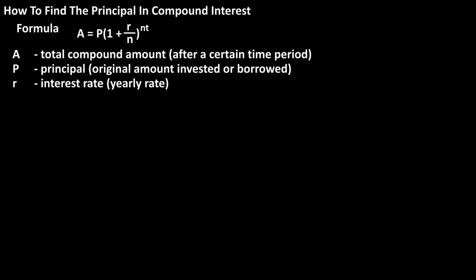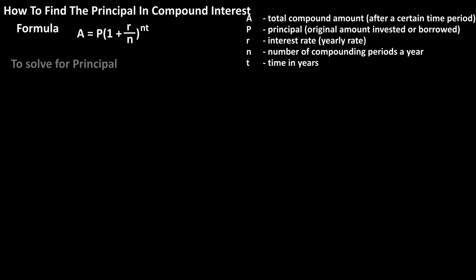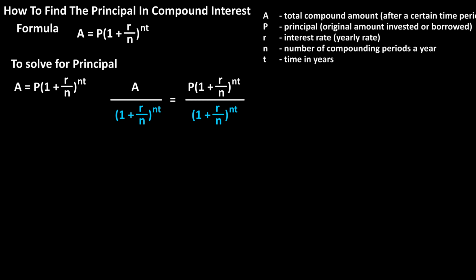R represents the interest rate, N represents the number of compounding periods per year, and T represents the time in years. If we want to find the principal and are given all the values for all the other variables, we can modify this formula to solve for P, the principal. We do this by dividing both sides by the quantity 1 plus R divided by N raised to the N times T. And after doing this, we have principal equals A divided by the quantity 1 plus R divided by N raised to the N times T.